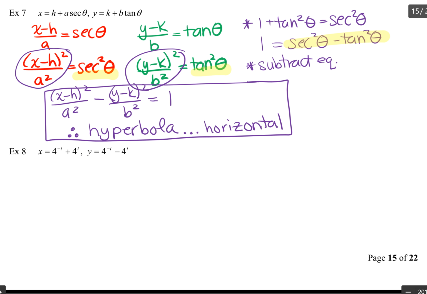But some might look at this and say, well, if I add them together, I could eliminate this and this. But if I do that, then I'm going to end up with x plus y equals 4 to the negative t plus 4 to the negative t, which still doesn't eliminate my parameter. So that's not really going to be that helpful. So instead, let's go ahead and square both sides. So square both sides again.